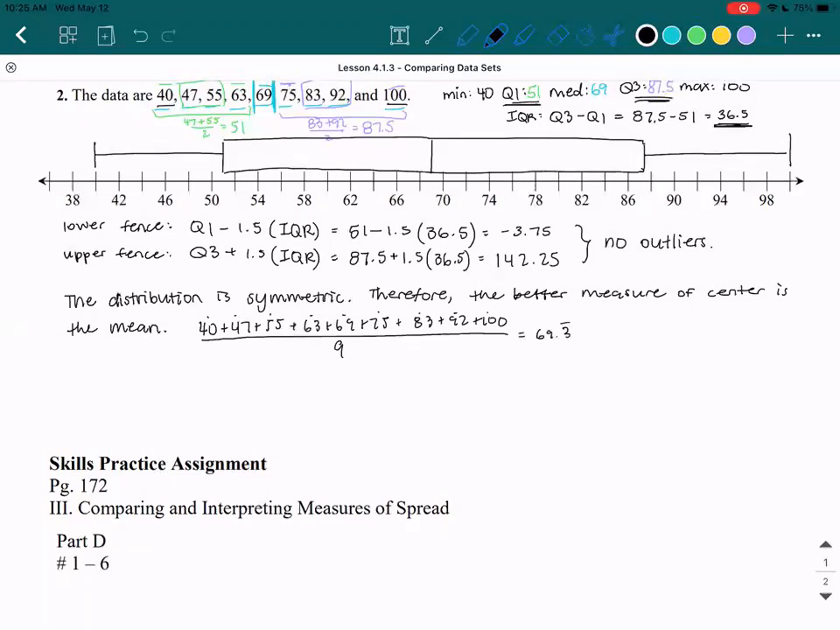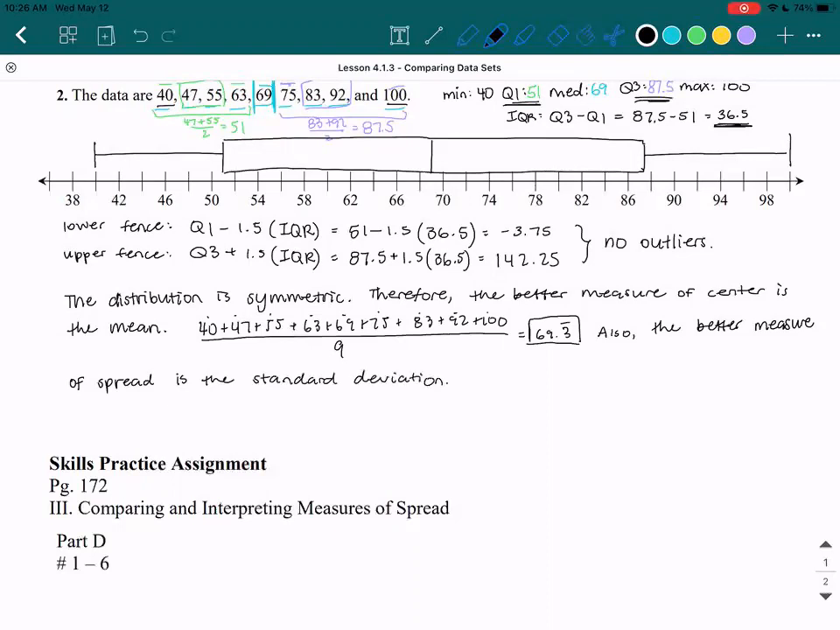And if you look, it is pretty similar to our median. So therefore, it is a symmetric data set. So this is our mean. And then also we need to find the better measure of spread. And that better measure of spread is the standard deviation.